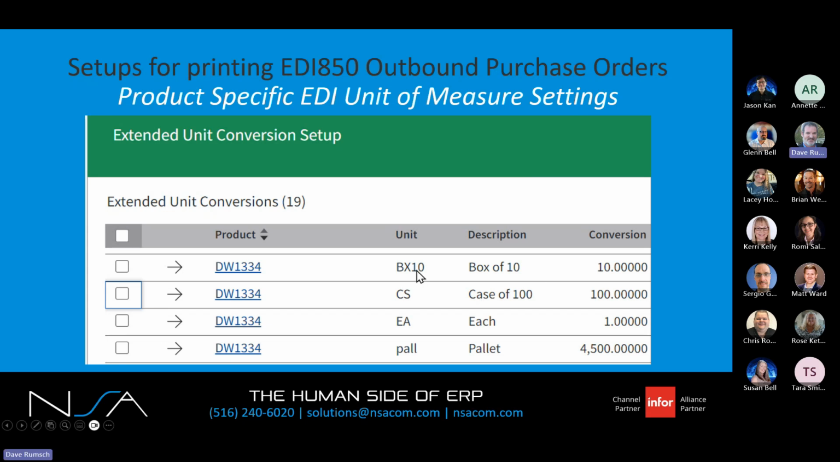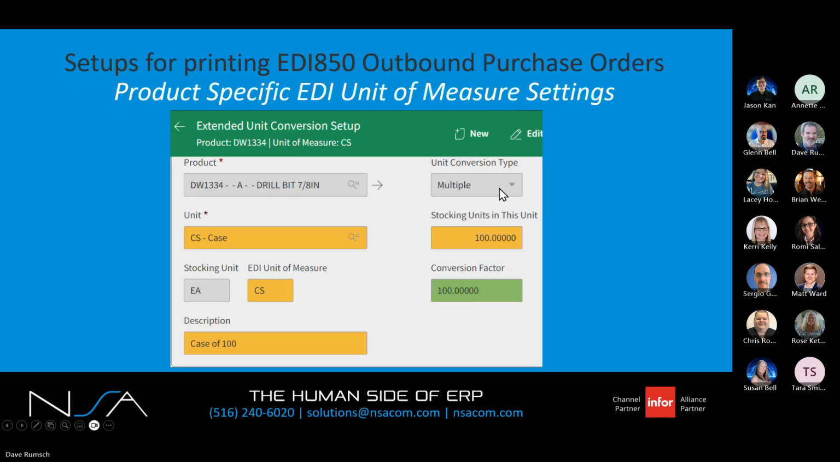My unit of measure might be BX10. However, I've got to set it up as BX in the extended unit conversion. So I've got 10 of those. I might buy a case of 100. I might buy it each. And I might buy a pallet of 4,500 of them, or any multiple other types of configurations.